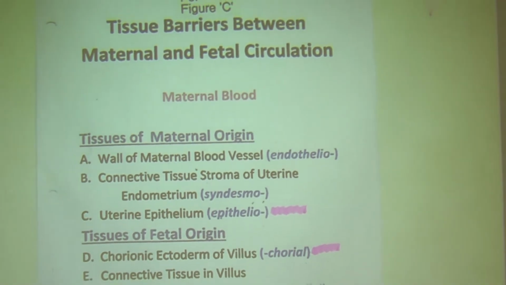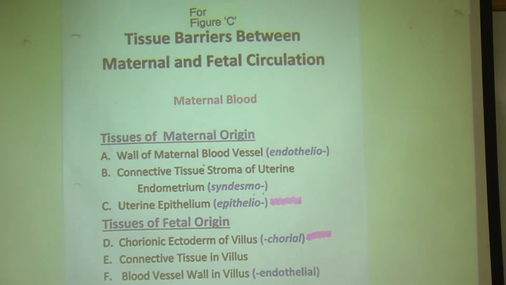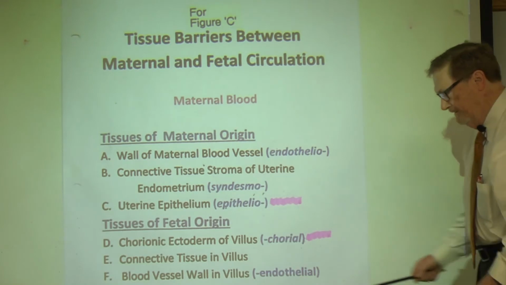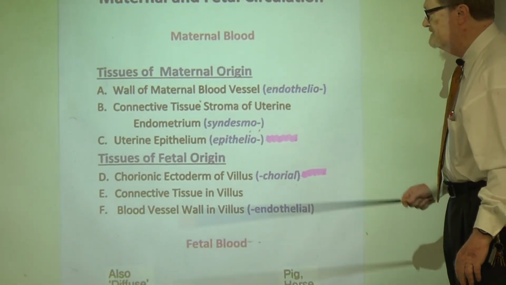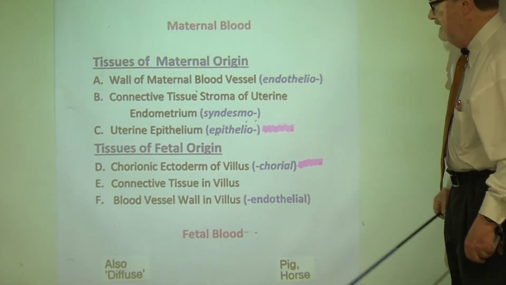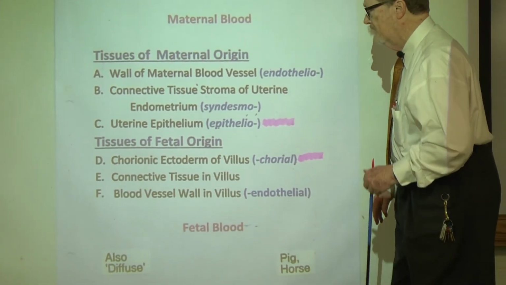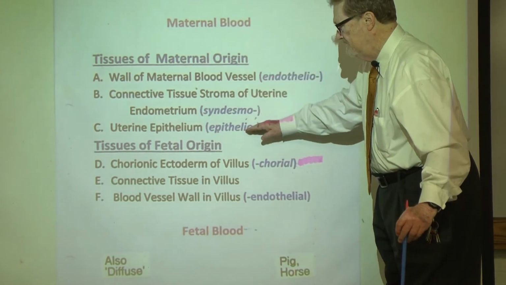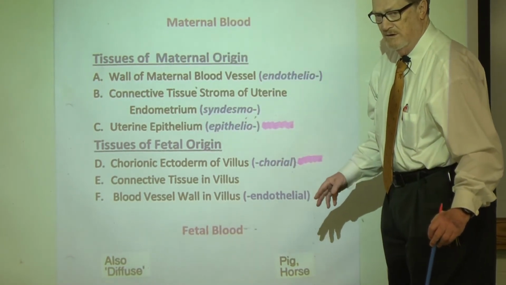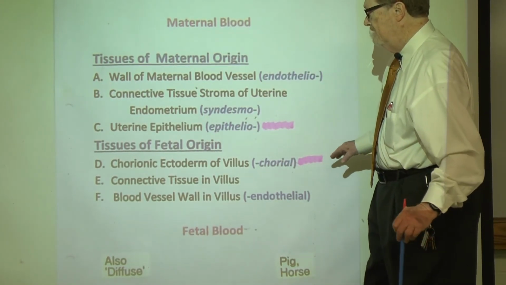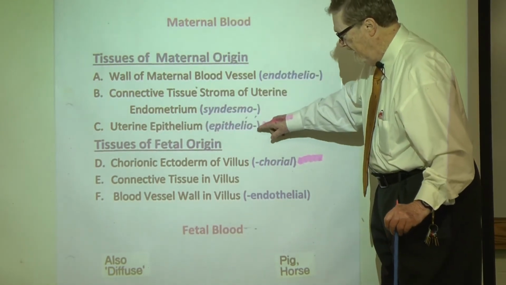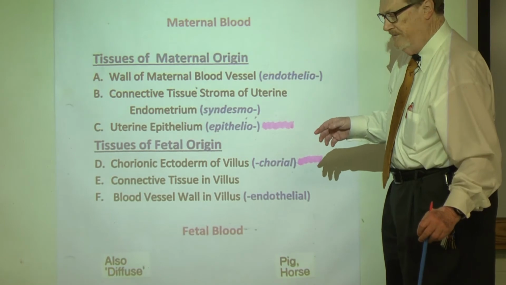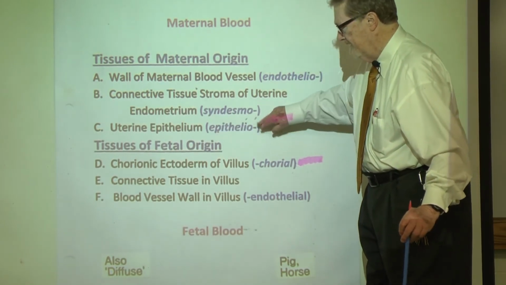This is the way we get the second name. We said that it was called diffuse, and that's the way that the villi are arranged on the surface. But notice that the outermost layer of maternal origin tissue that oxygen molecule has to go through is the uterine epithelium on the outside. And the shorthand prefix for that is epithelio-.